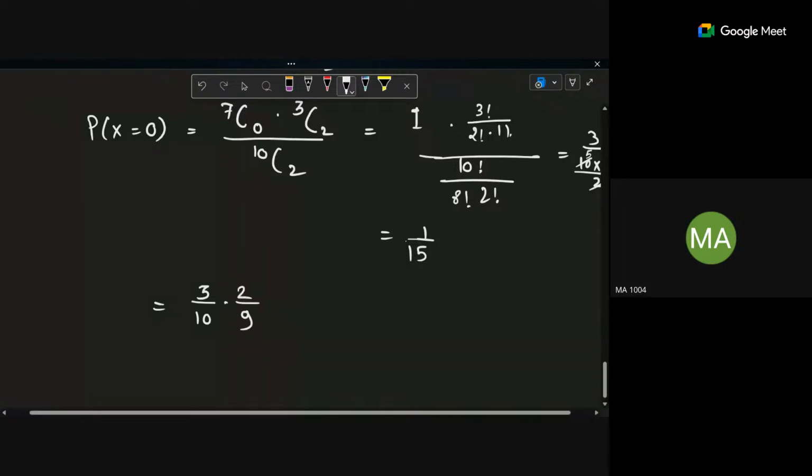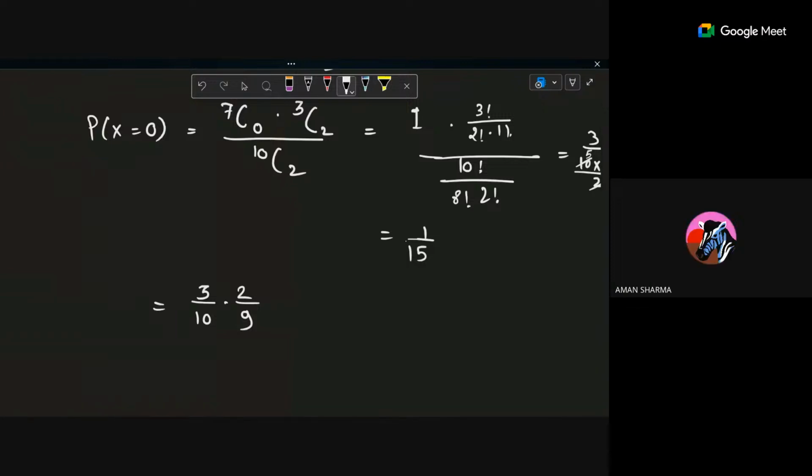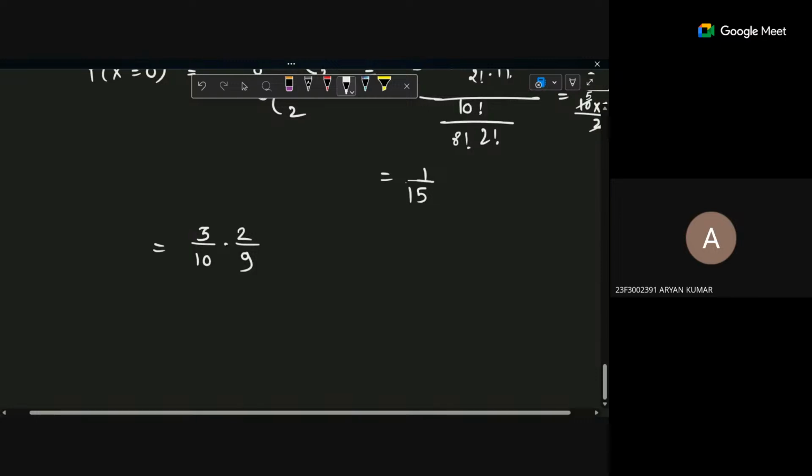Yeah, will anyone answer it? It's correct, it gives the same answer. It is giving the correct answer, 1 by 15. The matter is whether the approach is right or wrong. Okay. What about the second one?